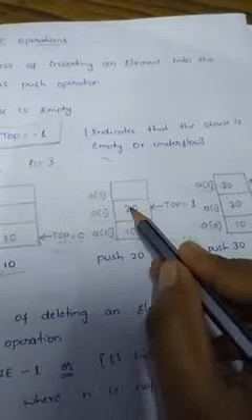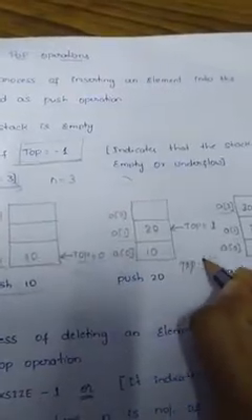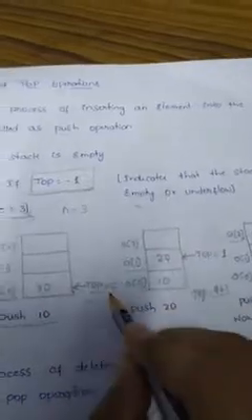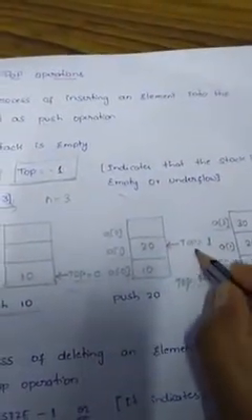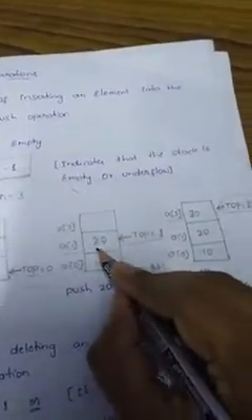Now top is equal to 0. Top points at 0. Next, we are inserting the next element, that is 20. Now the pointer gets incremented, that is top is equal to 0 plus 1. When we are inserting elements, top will be incremented. So top was previously 0, now top is 1. Top points at 1, and we can insert the element 20.